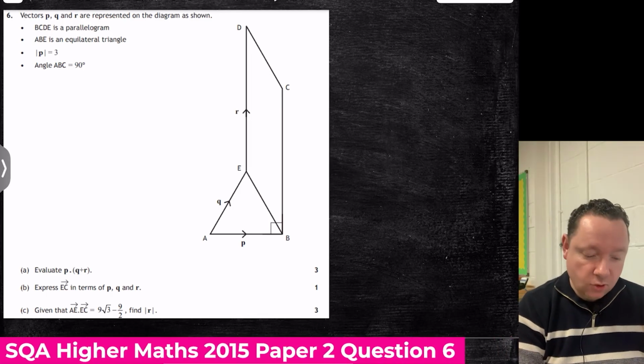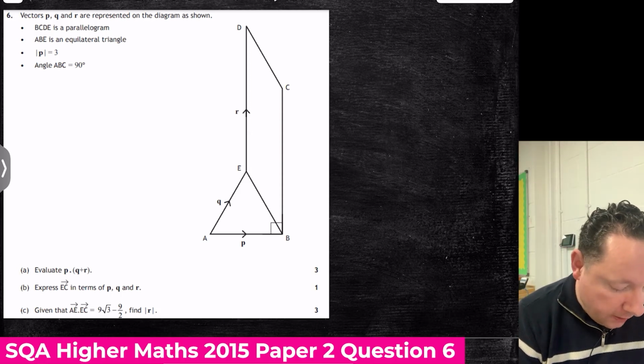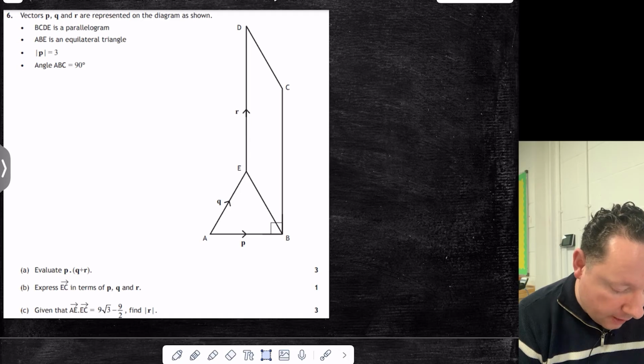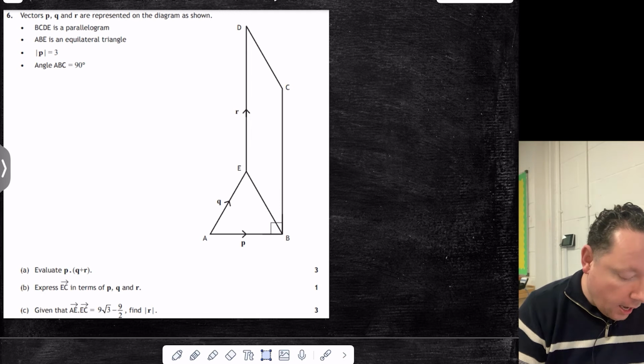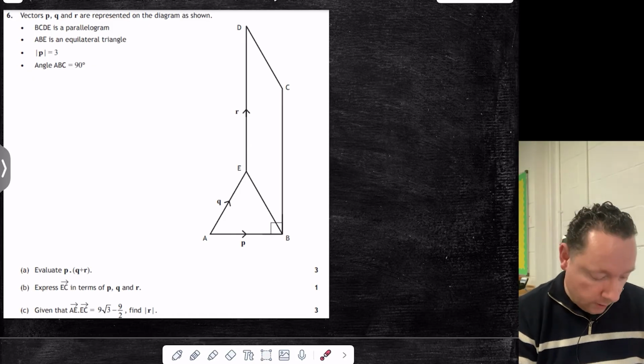SQA Higher Maths 2015, paper 2, question 6. Vectors P, Q and R are represented on the diagram below. It's a parallelogram and ABE is an equilateral triangle. And it says the size of P is 3 and the angle ABC is 90. And we can see all that in the diagram. So let's jump in and see what it's actually asking us about this question.